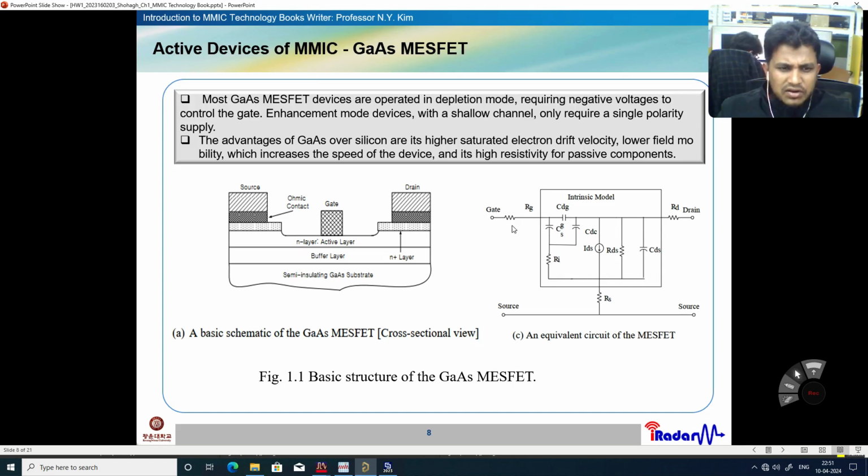Here I already told you the gate controls the voltage between drain and source. That's why I put here the gate on this side and the drain on this side, and in the bottom place I put the source. That means from the gate voltage we can control the voltage between drain and source, and between drain and the other source line.